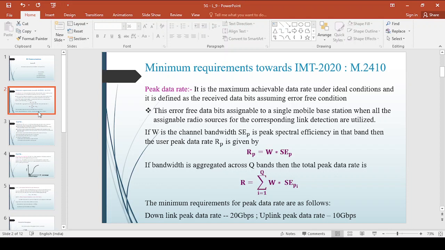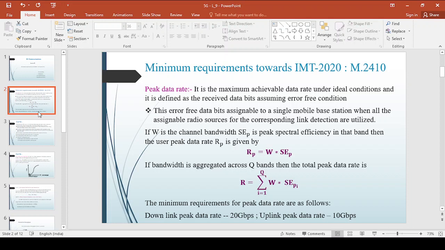RP is nothing but the peak data rate, which is equal to the multiplication of channel bandwidth and peak spectral efficiency in that band, right? Now if bandwidth is aggregated across q bands, then the peak data rate will be R equals the summation of I equals 1 to q. Now q indicates the number of aggregated bands of the particular bandwidth. Summation I equals 1 to q of W into SEPI. What is W? W is nothing but the channel bandwidth, and SEPI is nothing but the peak spectral efficiency, right? Now we have already discussed all these definitions in lecture 3 or lecture 4. Again I am discussing them before telling the values of the peak data rate of the fifth generation communication system, right?